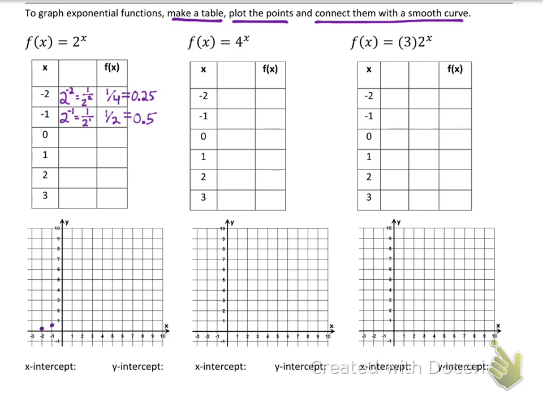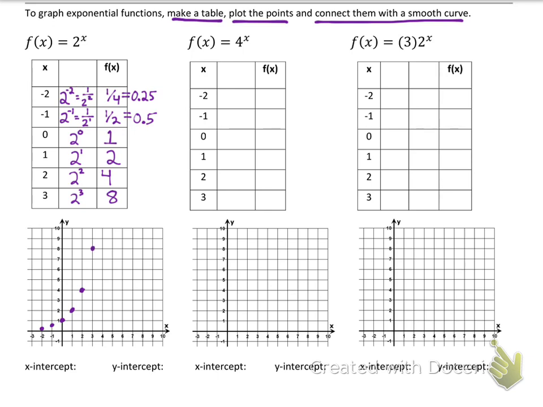When x is 0, this is on the y-axis, 2 to the 0, well, anything to the 0 power is 1. So this is going to be 0, 1. When x is 1, that's 2 to the 1st power, and so we get 1, 2. When x is 2, we get 2 squared, which is 4. Plot that point. And 2 to the 3rd is 8. So we'll plot that point.